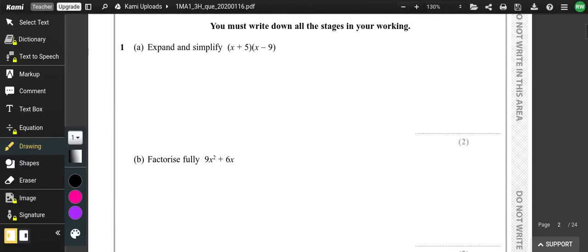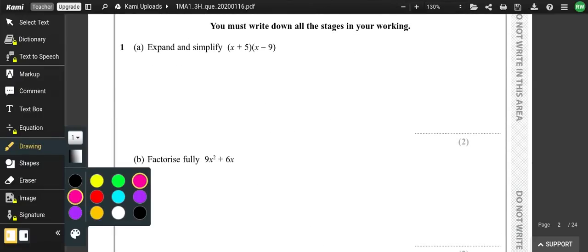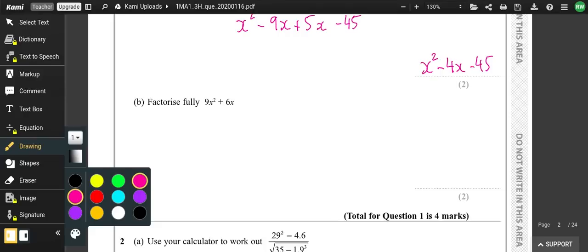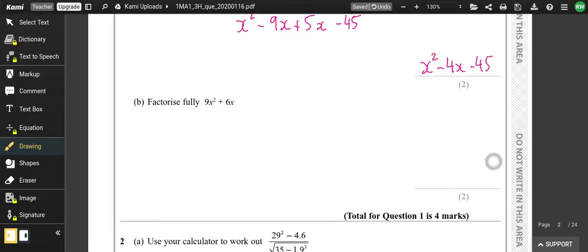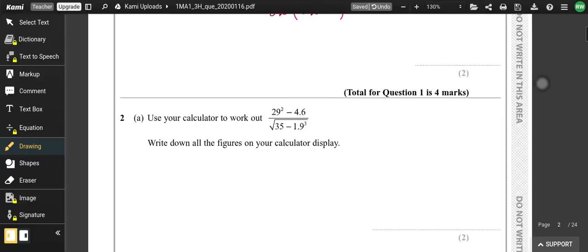So, calculator paper, expand and simplify that. So we're going to just do x squared minus 9x plus 5x minus 45. And that will give us x squared minus 4x minus 45. Factorize this, it's got a 3 and an x in both, so we make that 3x brackets 3x plus 2.